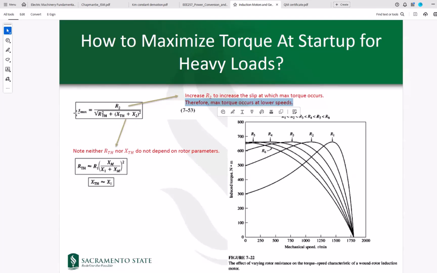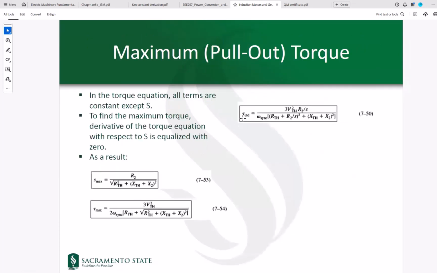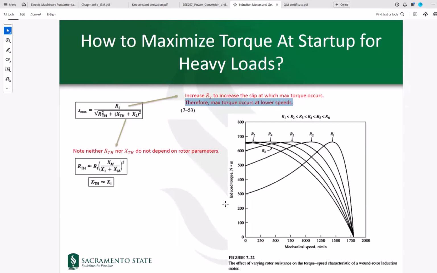Once you increase R2 and whatever R2 value you put in here, you find that S max, and you put that S max into this torque equation, and you will find that the maximum torque would remain almost constant. So look at this curve. In this curve, you have basically a certain condition where a rotor's resistance is R1. Consider that condition. You get a certain torque versus speed characteristic, and this is going to be your pull-out or maximum torque. Now you increase that resistance from R1 to R2.